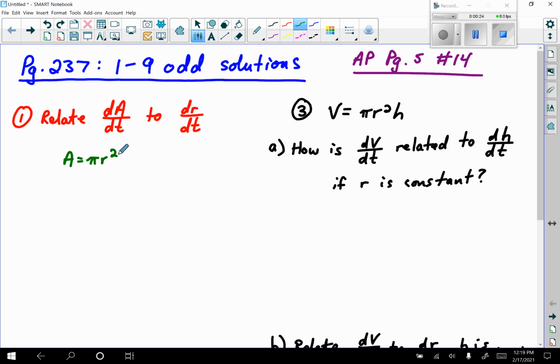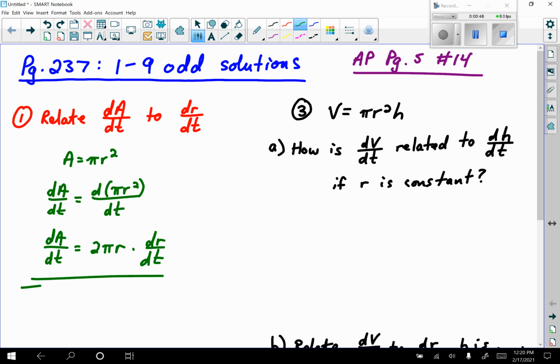So all we have to do is take the derivative of both sides. So on the left, we're going to have dA over dt, and that's going to be the derivative of pi r squared with respect to t here. So we still have dA over dt. Now this will just become 2 pi r, and again, just like implicit differentiation, we have to multiply by r prime, or in this case, we'll write it as dr over dt. And that relates dA over dt, the rate of change of the area with respect to time, to the rate of change of the radius with respect to time.